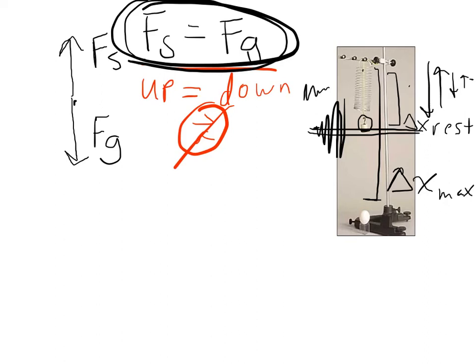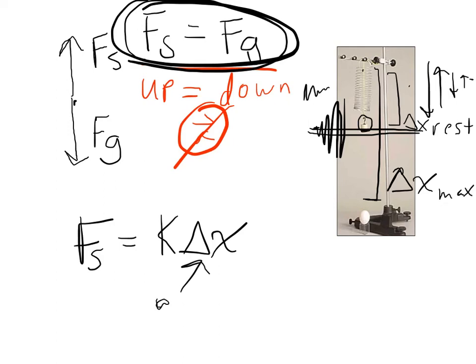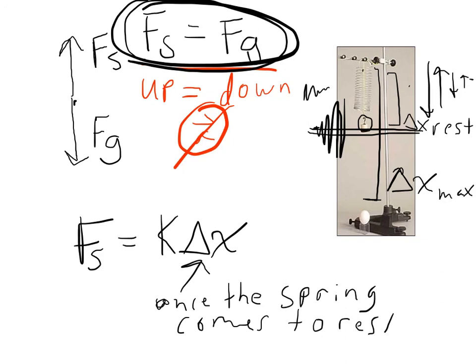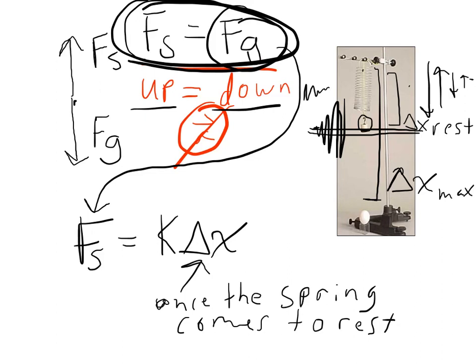So the mistake I made, and that now you'll know not to do when we redo the lab, is when you're measuring the delta x for the equation spring force equals spring constant times delta x, you'll know that delta x is once the spring comes to rest. And the reason that has to be is because we then take Fg and set it equal to Fs. Fg is only equal to Fs if there's no acceleration, and up forces equal down forces.